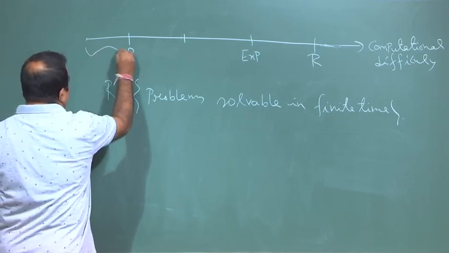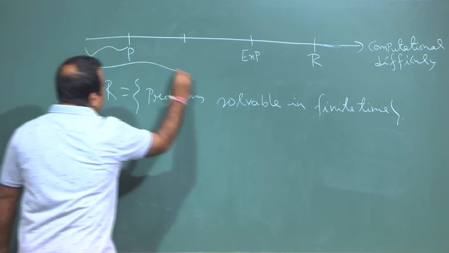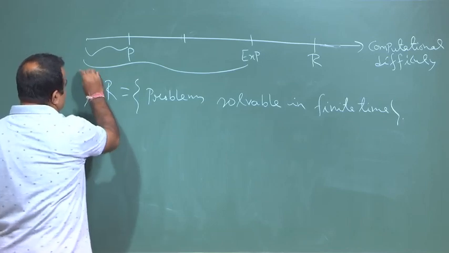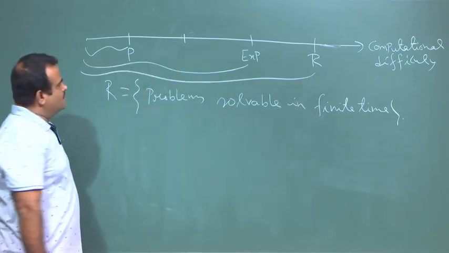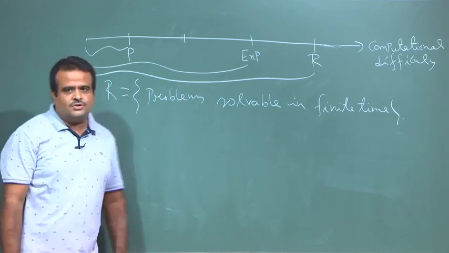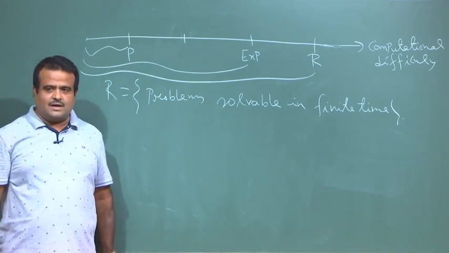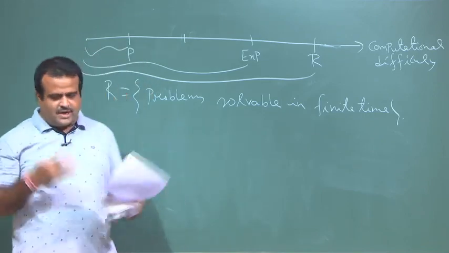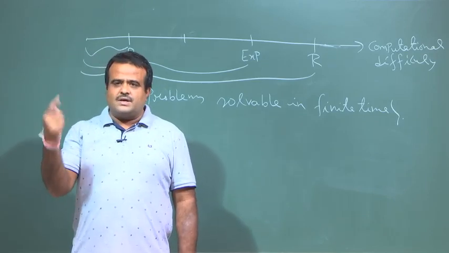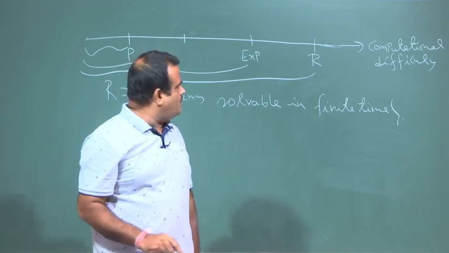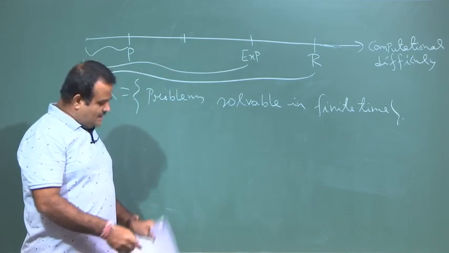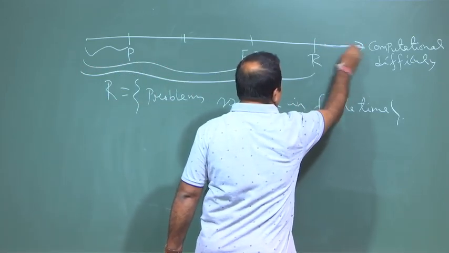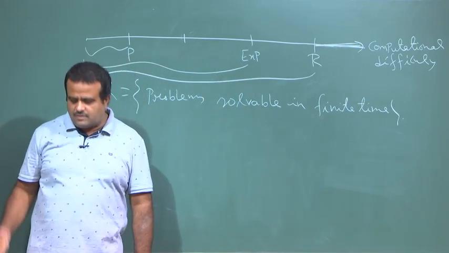So this set is P, which is easy problems. This set is EXP, which is exponential time algorithms, and this set is R, the problems which can be solved in finite time. I mean, we should have a finite machine which can give us a solved state. Anyway, I am not going into those theoretical details, and there are other problems which are here. These are problems which cannot be solved in finite time.